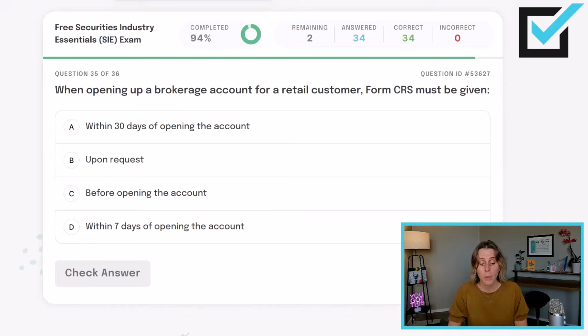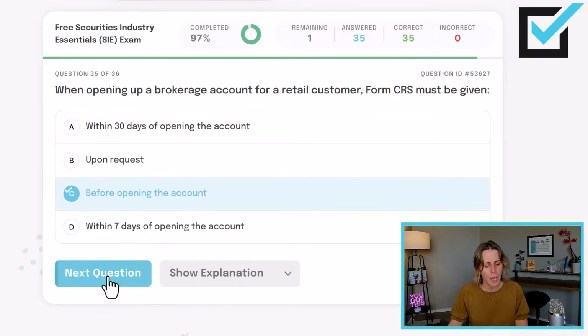When opening up a brokerage account for a retail customer, Form CRS must be given within 30 days of opening the account, upon request, before opening the account, or within 7 days of opening the account. Form CRS is the customer relationship summary. Of these, the only one that is correct is before opening the account.